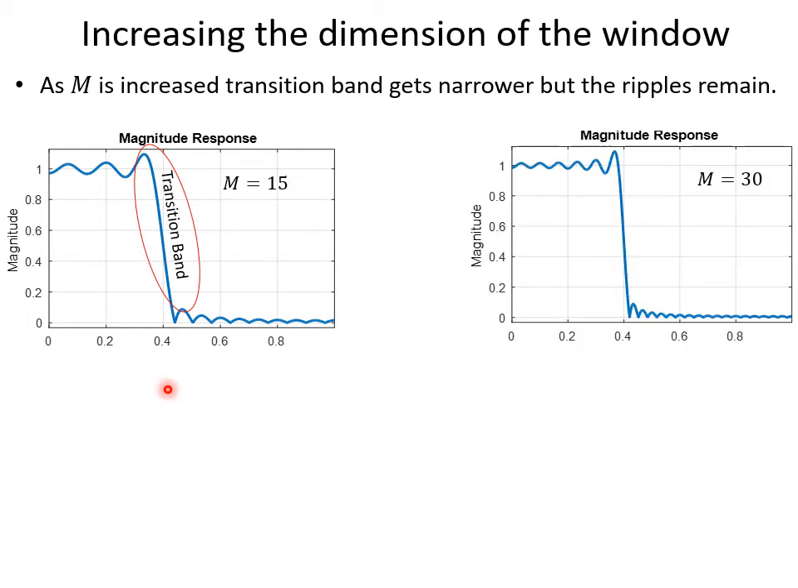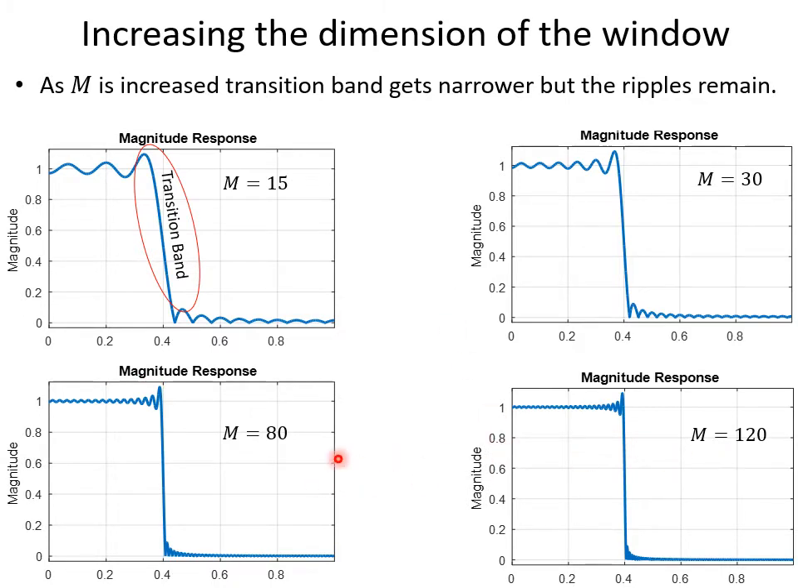So here m is 15. When m is increased to 30, twice, you can see now the transition is somehow sharper as compared to m equal to 15, but the ripples are still there, right. Here we had 3 oscillations in the pass band. Now we have 6 oscillations, twice as much, right. Similarly in the stop band as well, right. So oscillations are still there, right.